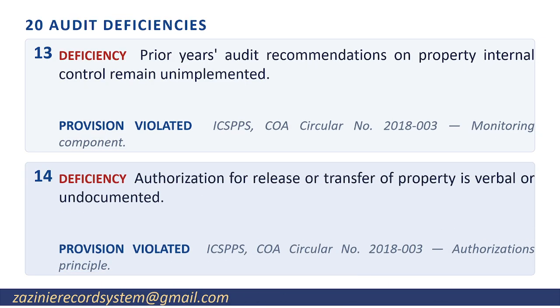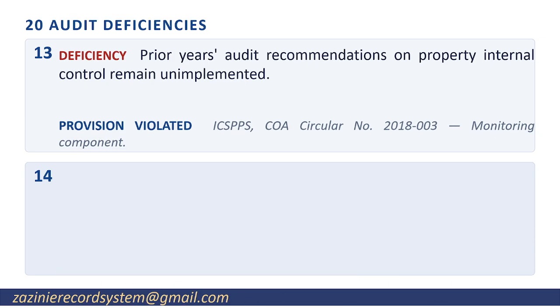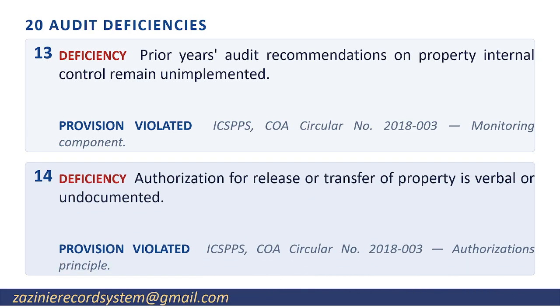20 audit deficiencies. Number 13. Deficiency: prior year's audit recommendations on property internal control remain unimplemented. Number 14. Deficiency: authorization for release or transfer of property is verbal or undocumented.